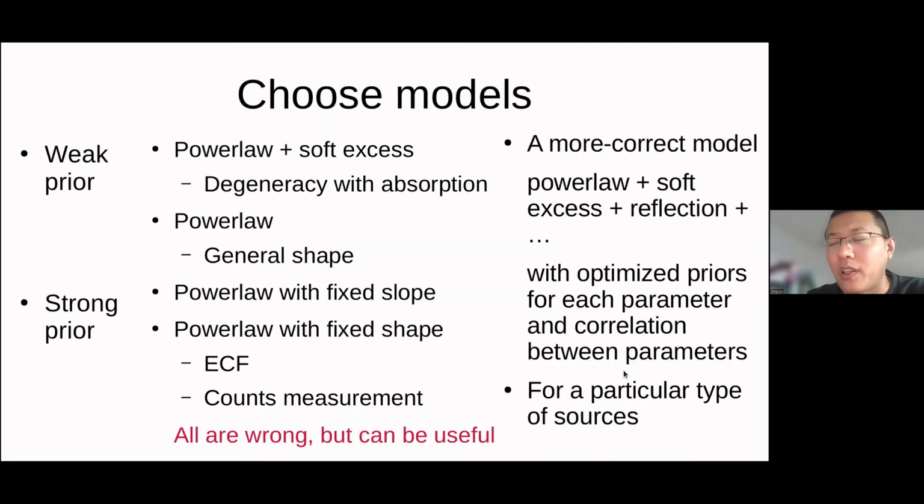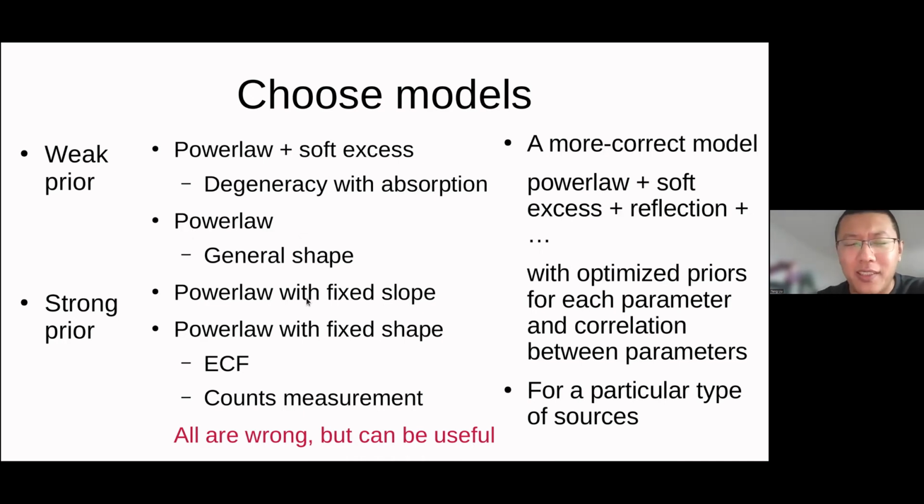In this work, we actually used a few models based on the power law model, which can be considered as a phenomenological description of the general broadband shape. We add a soft excess component. This power law component can be considered as a physical component corresponding to inverse Comptonization in the hot corona. But this model would be problematic in the case of obscured sources, since in the soft band, when there's strong absorption, there would be strong degeneracy between the soft excess emission and absorption.